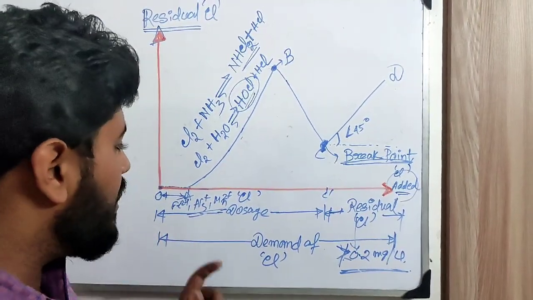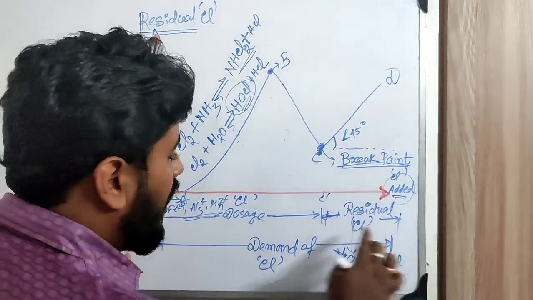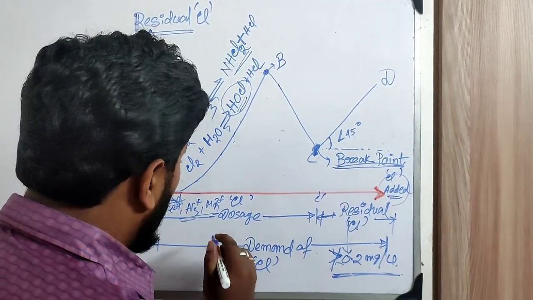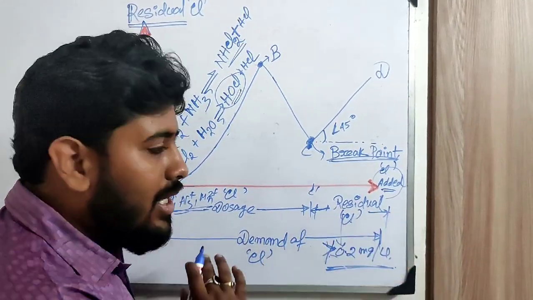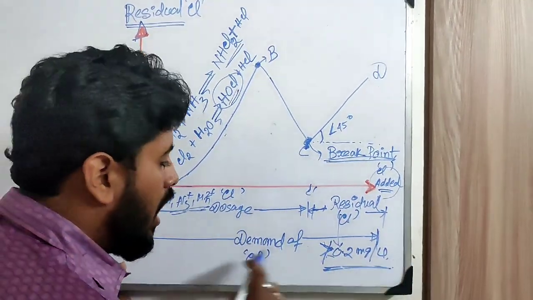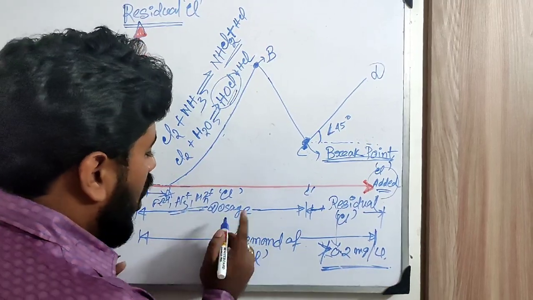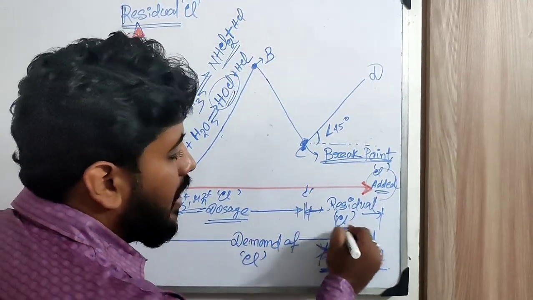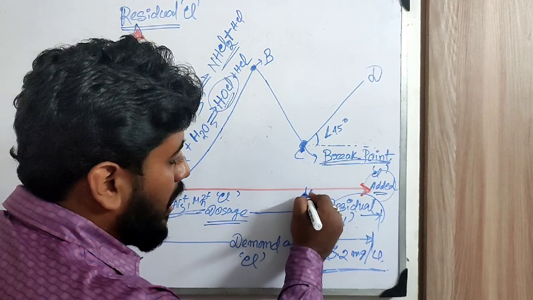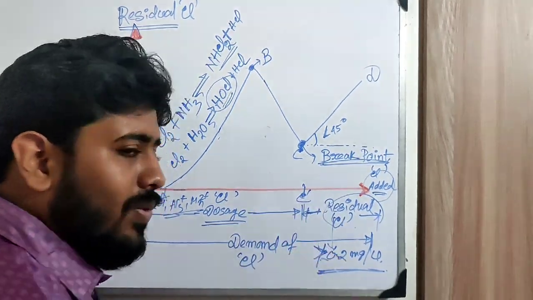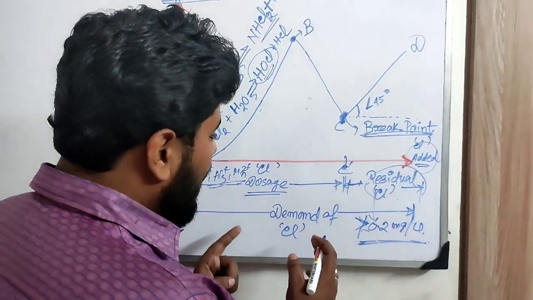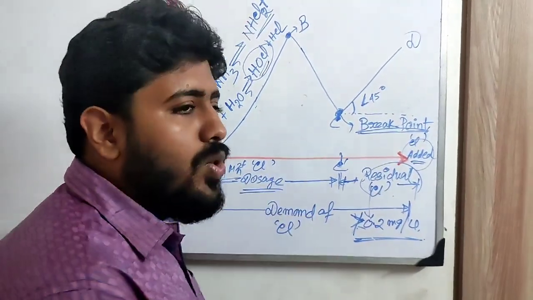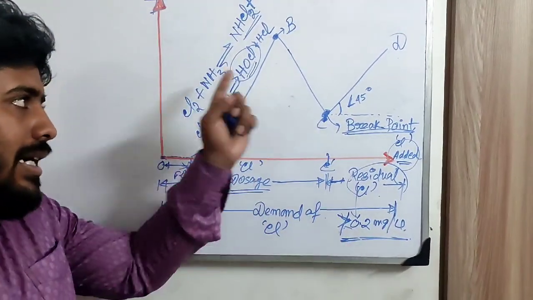And this is the main thing, the whole demand of chlorine. Chlorine demand is equal to the dosage of chlorine plus residual. This is the main thing: chlorine demand equals dosage of chlorine plus residual. Now talking about the breakpoint, what will be the equation? At the breakpoint, residual will be 0. That means the demand of chlorine will be equal to the dosage. So this is the graph.